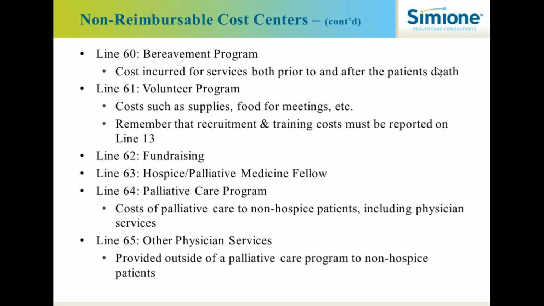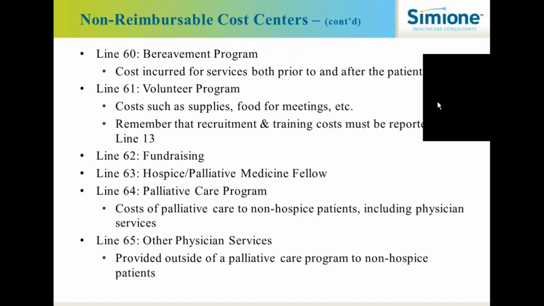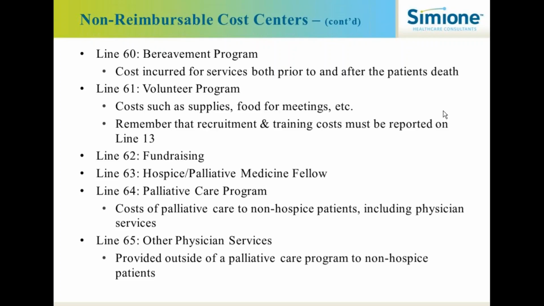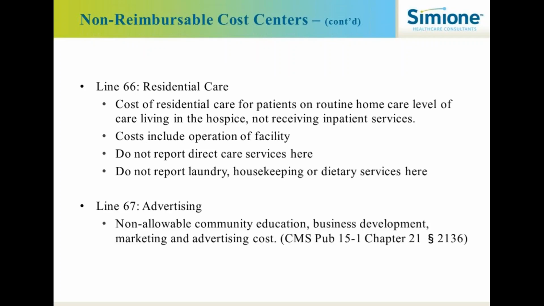Line 66 is residential care. This is the cost of residential care for patients on routine home care, living in a hospice, not receiving inpatient services. This line includes the cost of operating the facility. Do not report any direct care services here, as those would go on the routine home care worksheet. Do not report any laundry, linen, or dietary services here, as those costs would get reported under the general service cost centers.